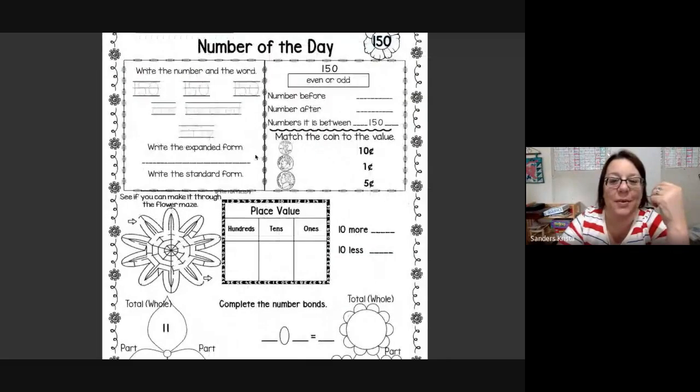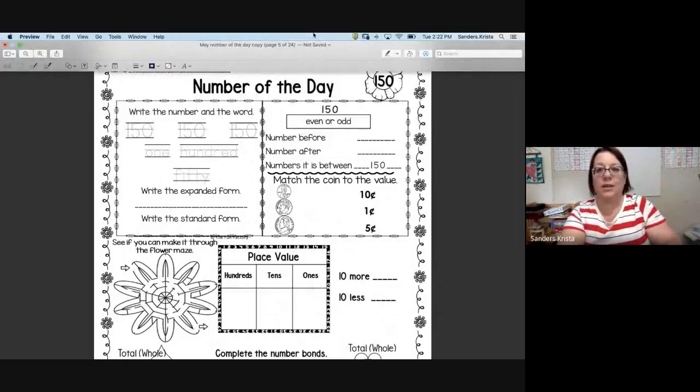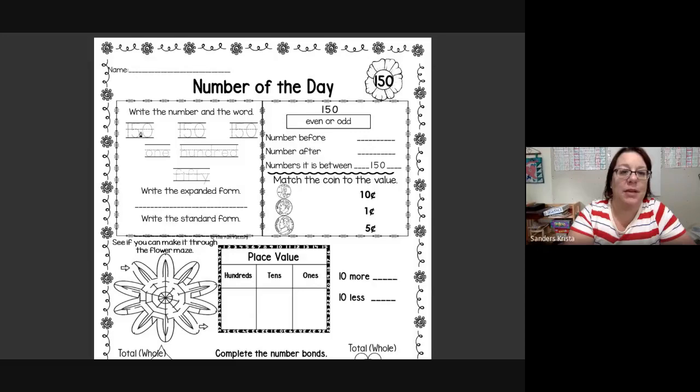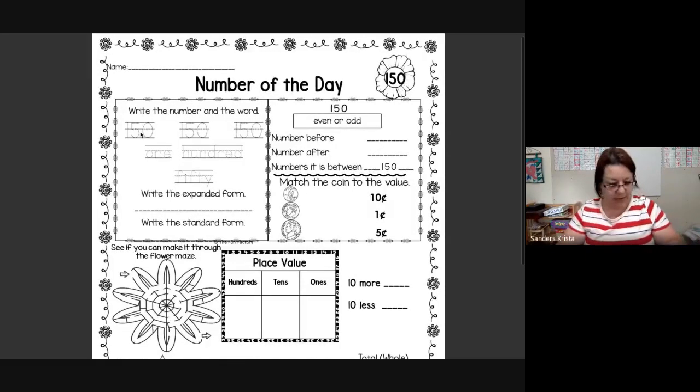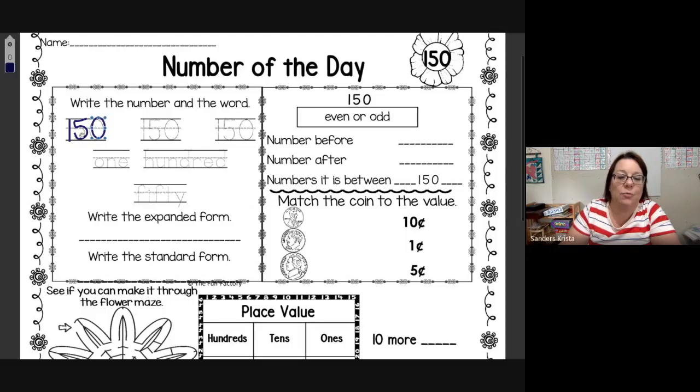All right, so we are doing the number of the day. We're doing number 150 today. I'm going to grab my tool and we'll get started. For the number 150, we have one group of 100. We have 5 tens. And we have 0 ones.